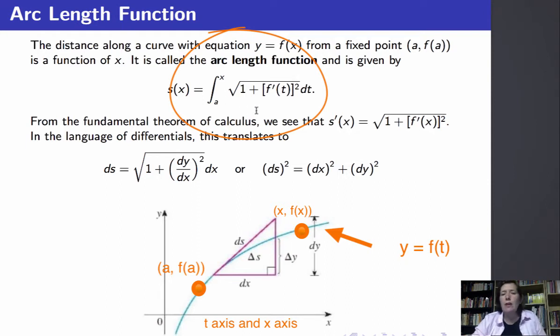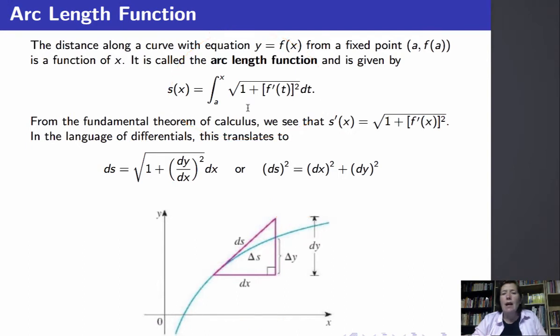So the arc length between a and x is going to be the integral from a to x of the square root of 1 plus f prime of t squared dt. And this is a function of x, and it tells us the distance we have traveled when we get to the point x, f of x on our curve. From the fundamental theorem of calculus, recall that the integral from a to x of f of t dt was an antiderivative for f of x. So in this case, this function s of x is an antiderivative for the function the square root of 1 plus f prime of x squared.